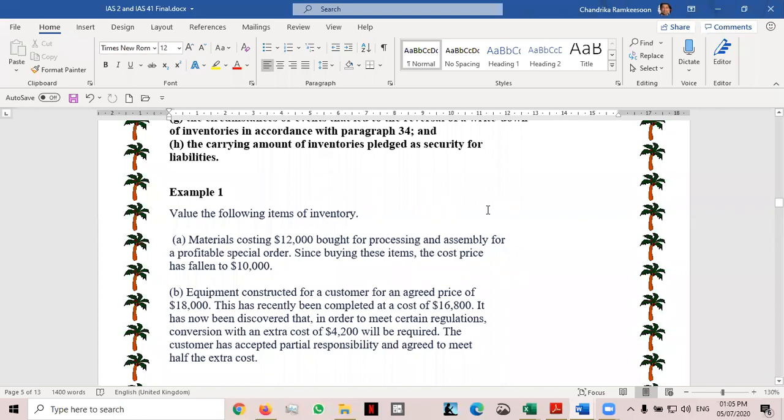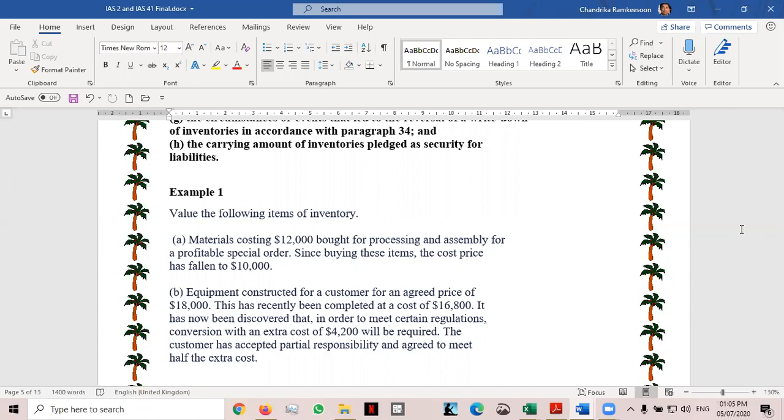Materials costing $12,000, bought for processing and assembly for a profitable special order. Since buying these items, the cost price has fallen to $10,000. Notice these materials were specific. Equipment constructed for a customer for an agreed price of $18,000. So this was the agreed selling price of the equipment.